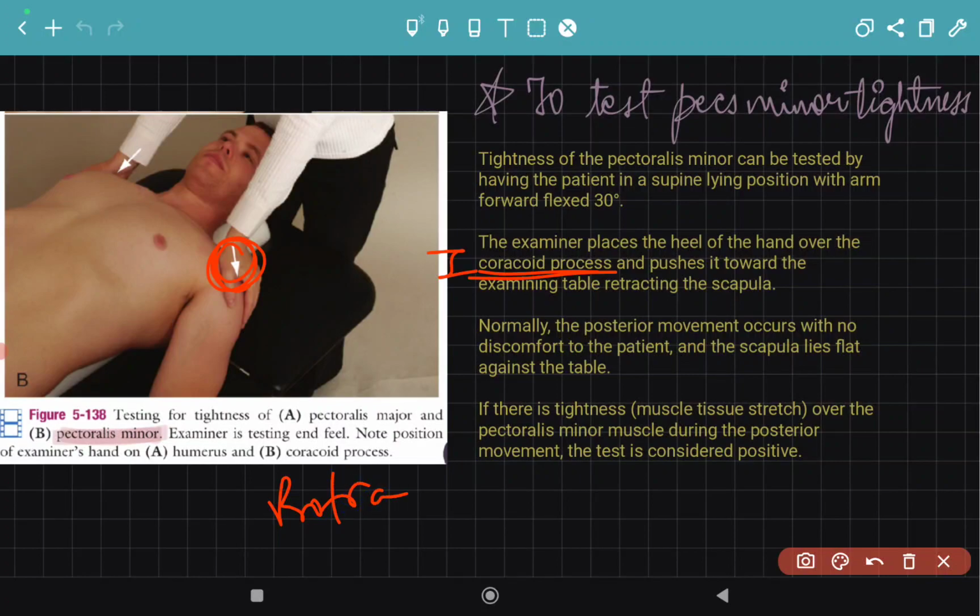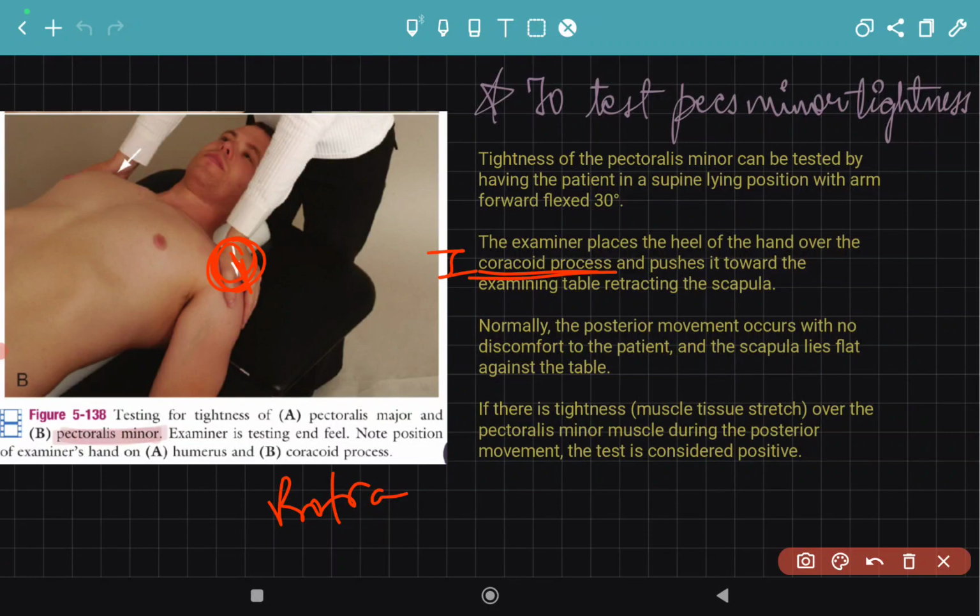So the examiner is trying to do the opposite action to that, so that we can come to know about the tightness of the muscle. So normally what will happen, this posterior movement or the retraction will occur with no discomfort to the patient. Patient will allow it to happen, and the scapula will also lie flat against the table.